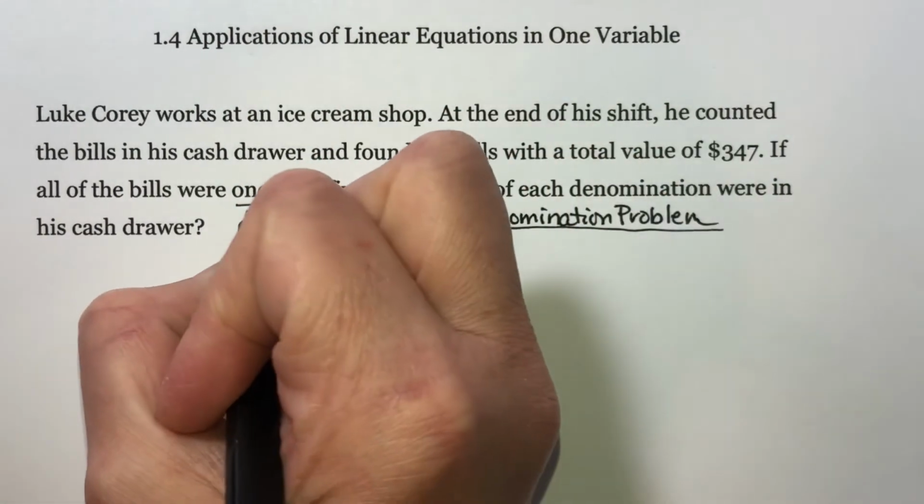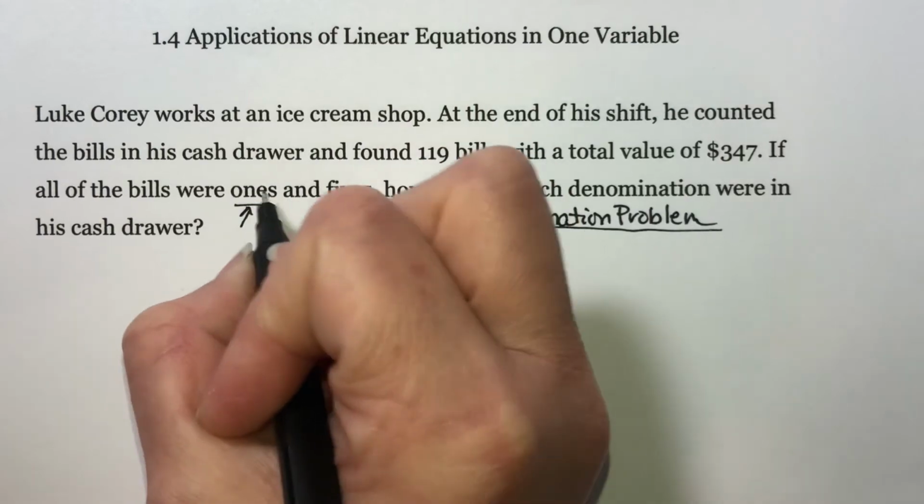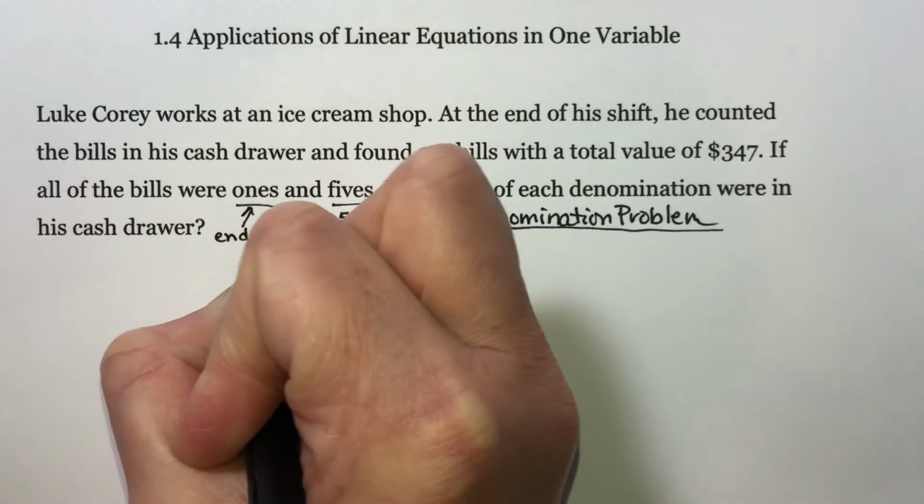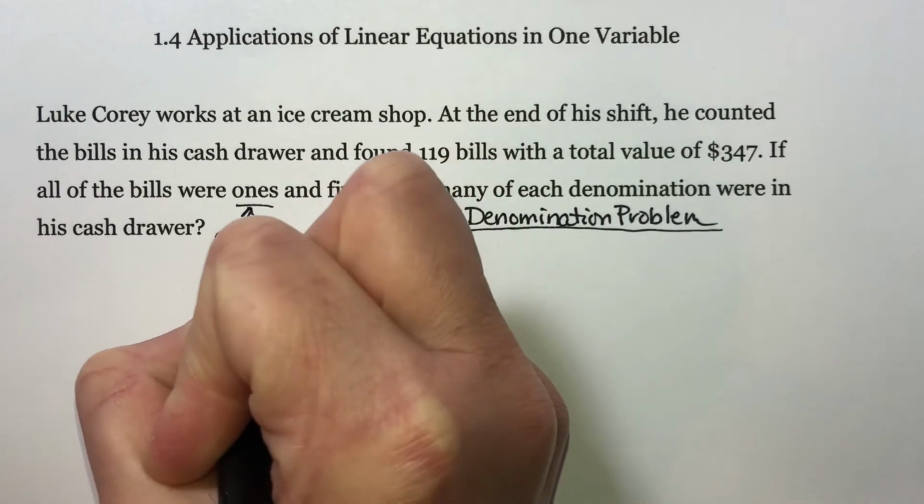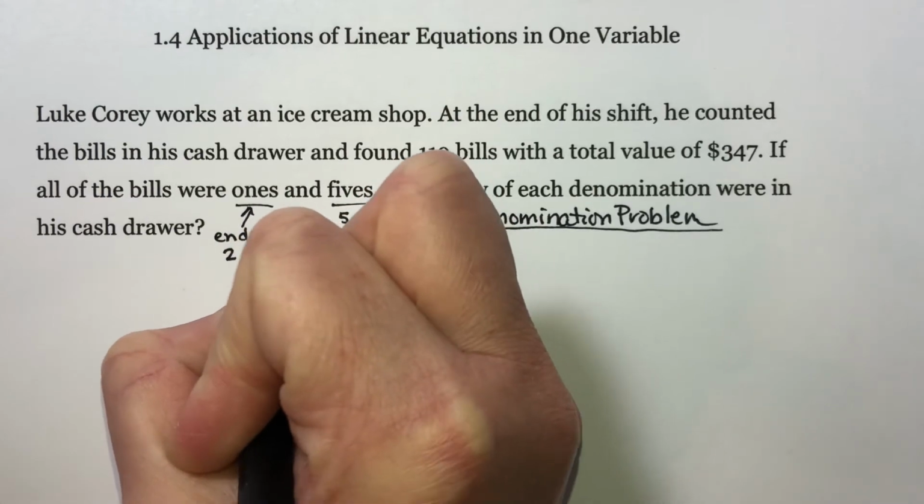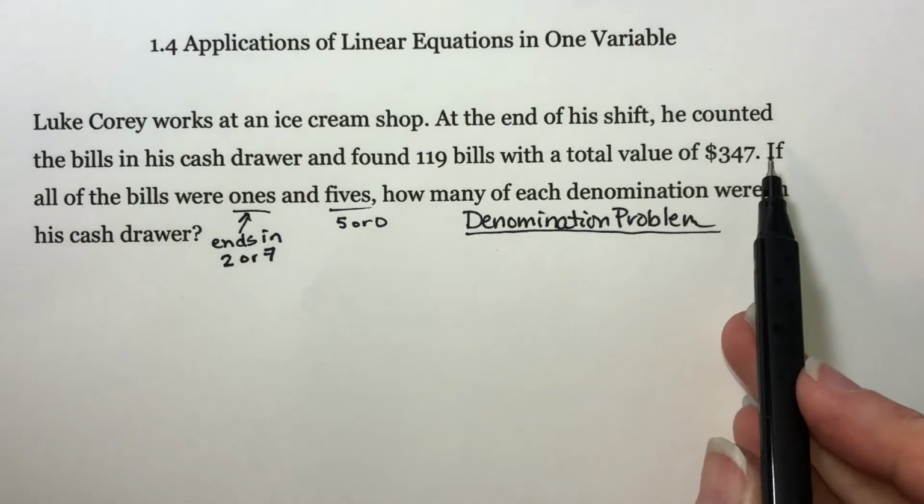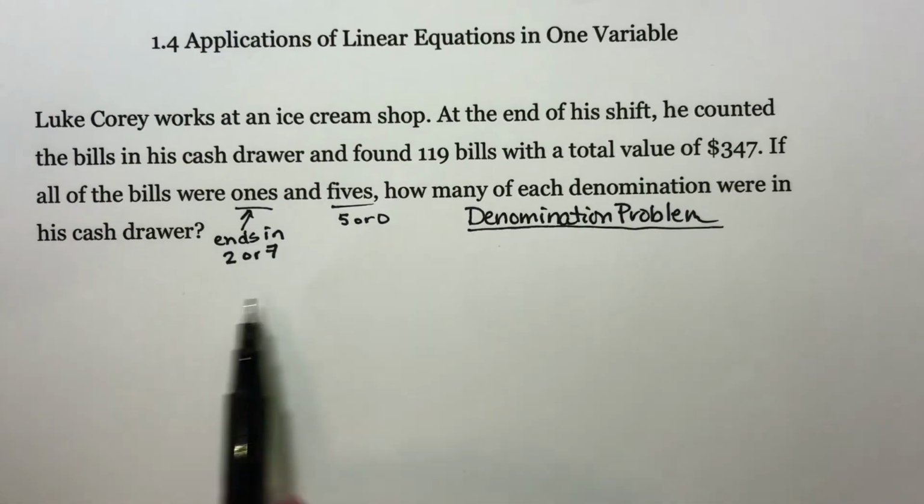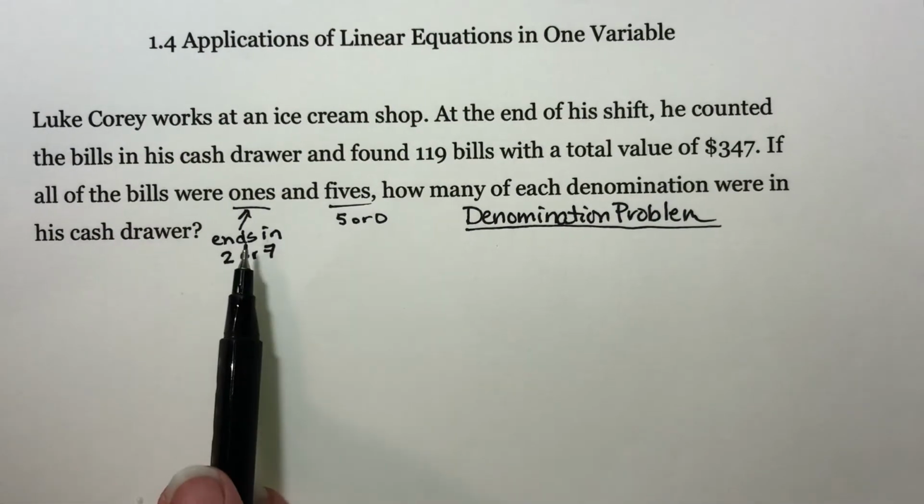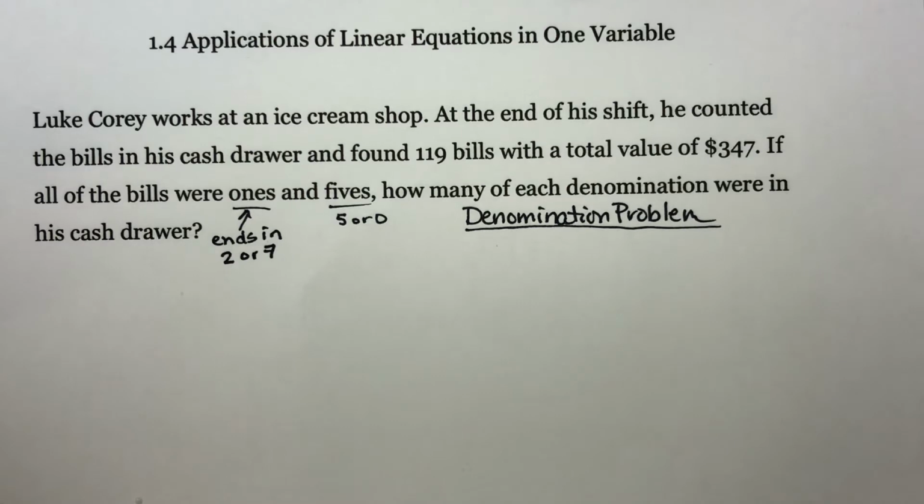So what I know here is the number of ones ends in 2 or 7. Now it could be 2, it could be 7, it could be 12, it could be 17. It just needs to end in 2 or 7 in order for this to make sense. This comes with practice. If you don't see this in the beginning, that's fine. It's just the more you practice, the more I point it out, hopefully, the more it will enter into your brain and make life easier for you.